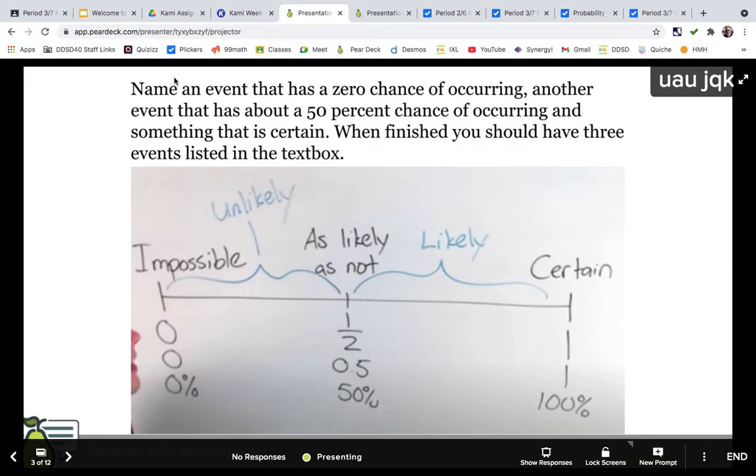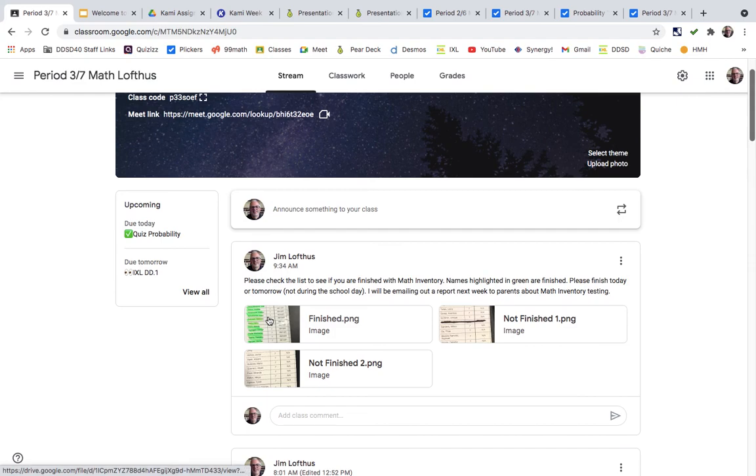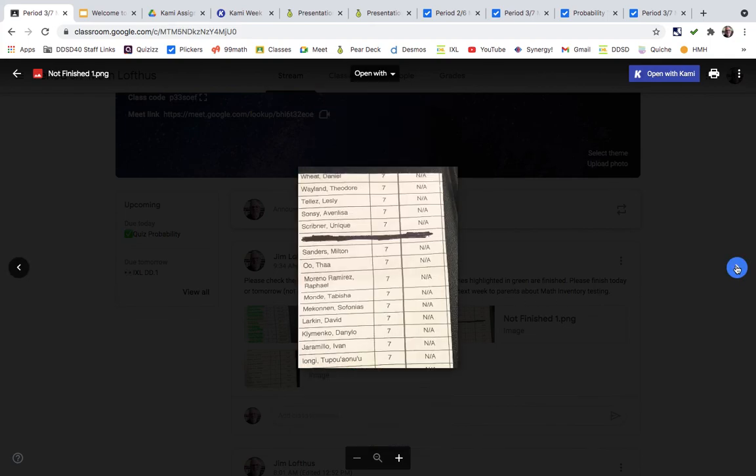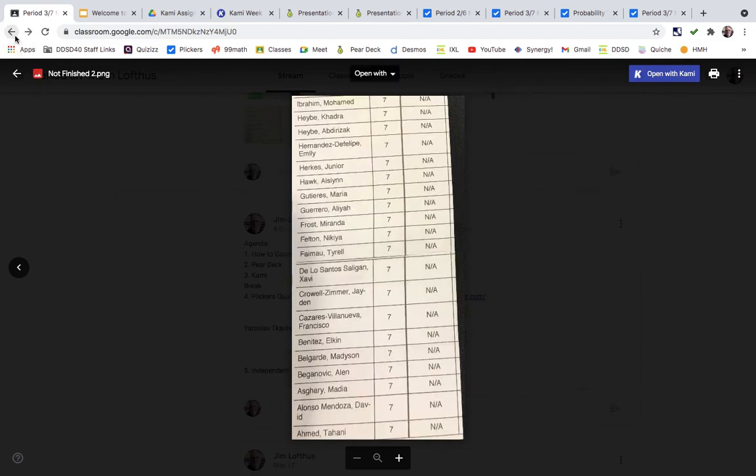Actually, one more thing. If you're watching this, please look at the announcement and look for your name to confirm that you have finished the math inventory. That's this list, highlighted in green, or that you still need to take it, and apparently it's still open and you can still take it. So that's this list. That is a recap for Tuesday, May 18th.